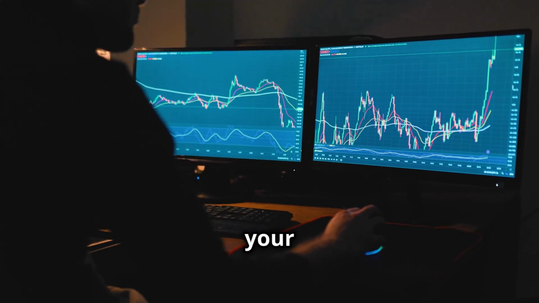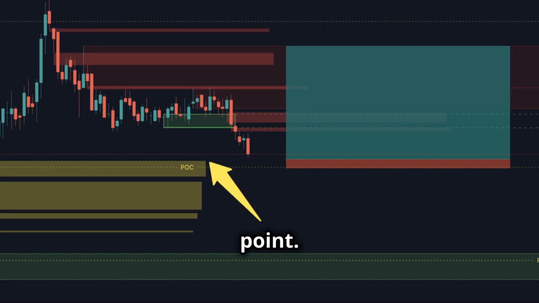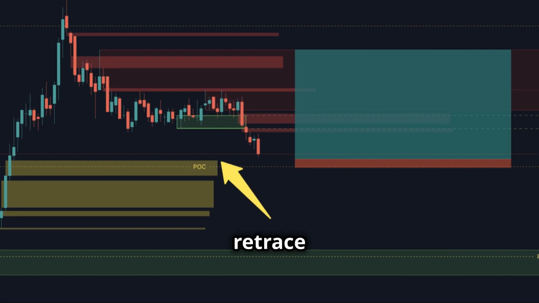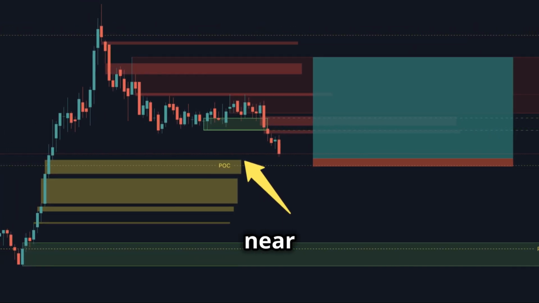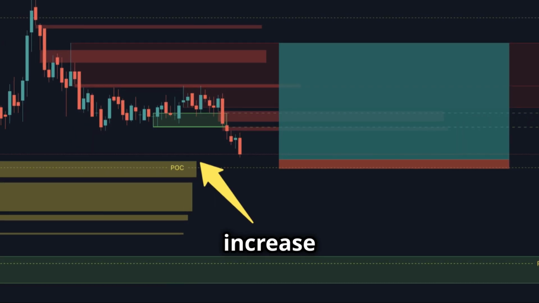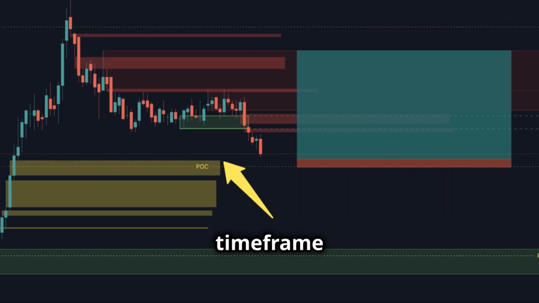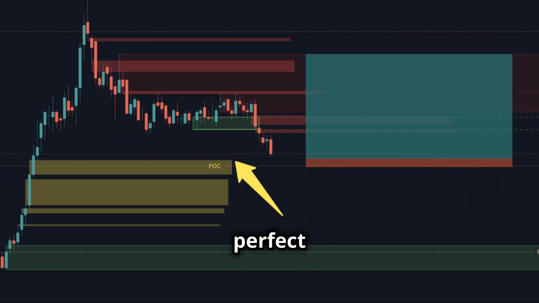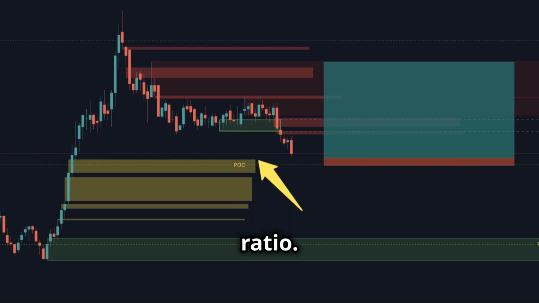Here is how to set up your trade. First, determine your entry point. Wait for price to retrace into an FVG or tap into an order block near the point of control. Use confluence to increase the probability of success. You may need to move to a lower time frame to establish the perfect entry and stop loss to increase the risk to reward ratio.